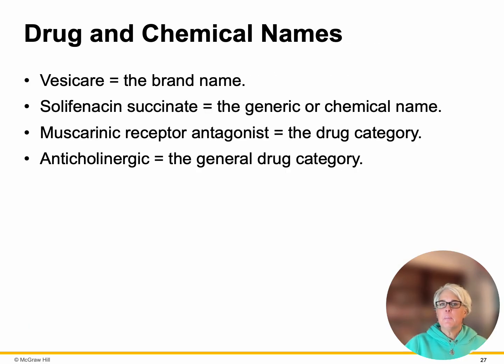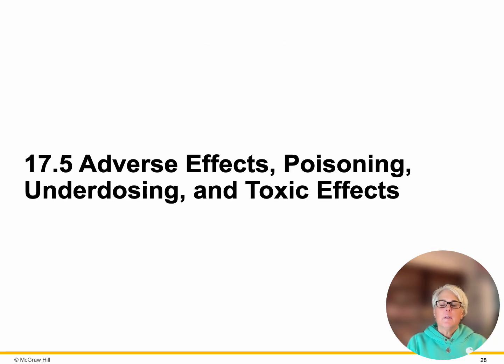Vesicare, for example, is a brand name. Solifenacin succinate is a generic, and its category might be documented as a muscarinic receptor antagonist or anticholinergic. Section 17.5 deals with different ways a substance can cause harm: adverse effects, poisoning, underdosing, and toxic effects. Now, your job as a coder is to review all of the documentation and review those coding guidelines to decide which scenario applies before coding.